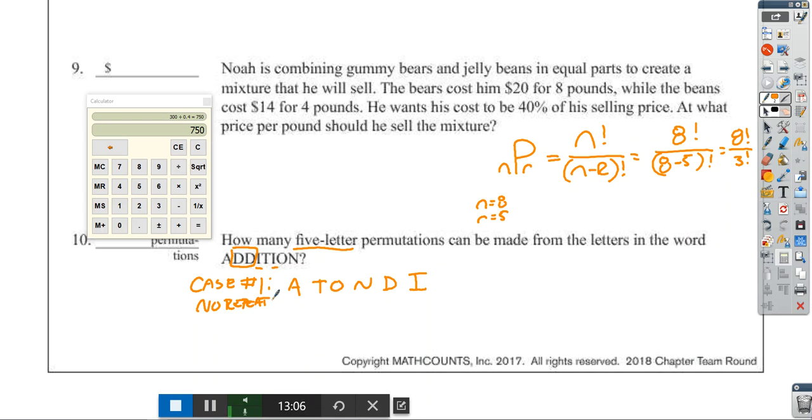So in this case, with no repeats, we have 1, 2, 3, 4, 5, 6 letters. So that's 6 factorial over 6 minus 5 factorial, which is equal to 6 factorial. Well, what is 6 factorial? 6 factorial is equal to 720. So in case 1, we have exactly 720 options. Okay, so I'm going to write this up here so I give myself room.